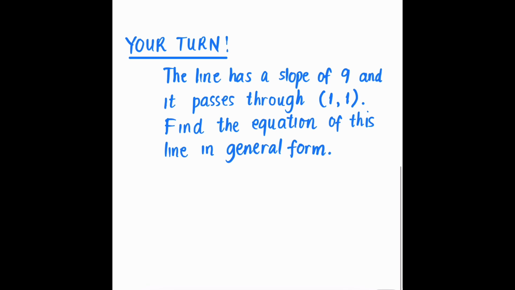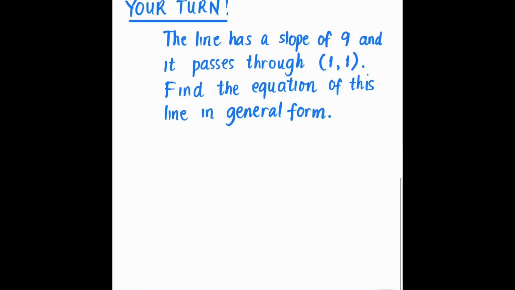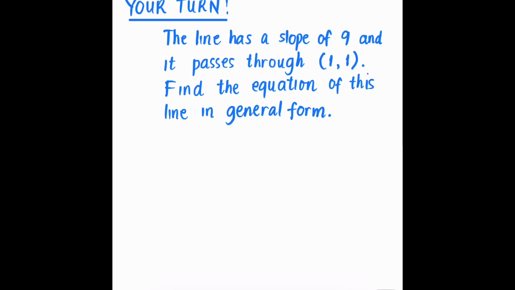Please grab your pen and paper and answer this question. The line has a slope of 9 and it passes through 1 comma 1. Find the equation of this line in general form.